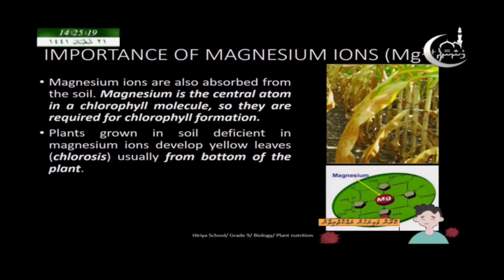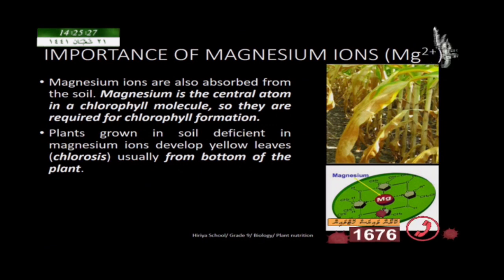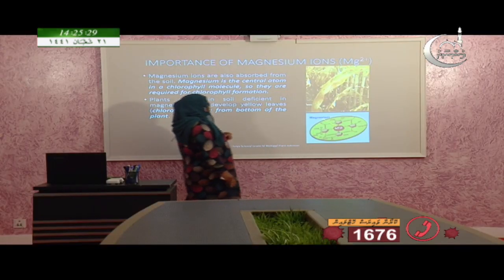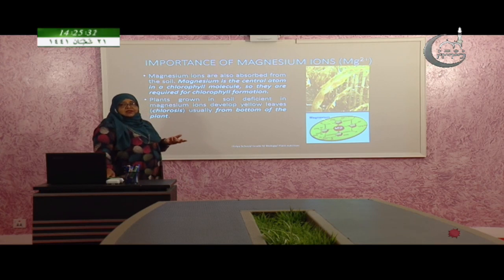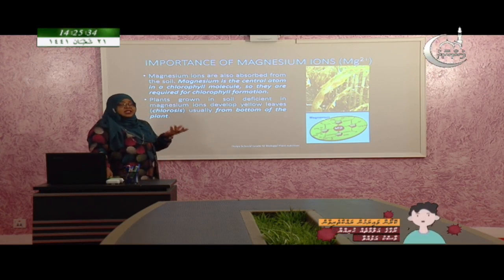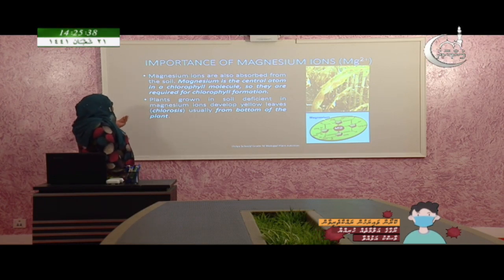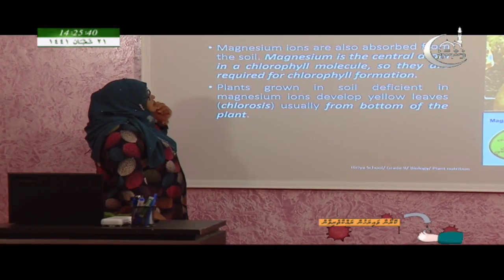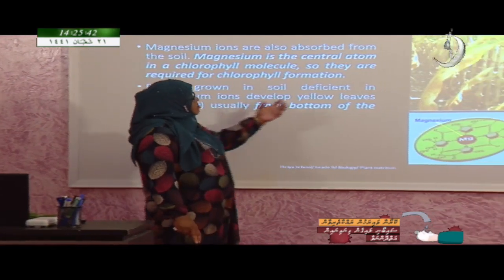Then the next important mineral is magnesium. Why is magnesium so important? Magnesium is the central atom of a chlorophyll molecule. You can see this is the central atom, and without chlorophyll plants cannot photosynthesize, because chlorophyll is the pigment which absorbs all the light. So, chlorophyll is very, very important. If the plant lacks chlorophyll, the plant will become yellow.